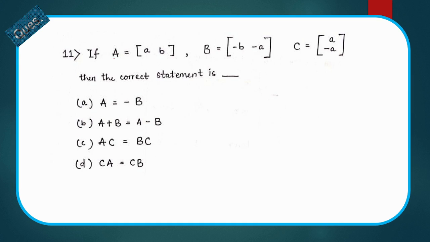Here it is saying, if A equal to [a b], this is a row matrix, B is equal to [-b -a], this is also a row matrix, and C equal to [a -a], this is a column matrix. Then it is asking which of the following is the correct statement. These are the options. So we have to check, as per the options, which option is correct.